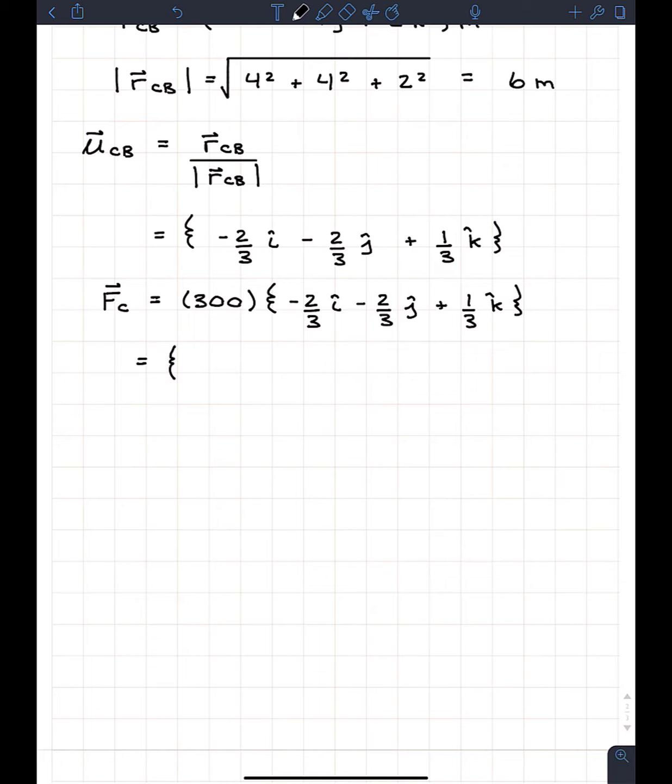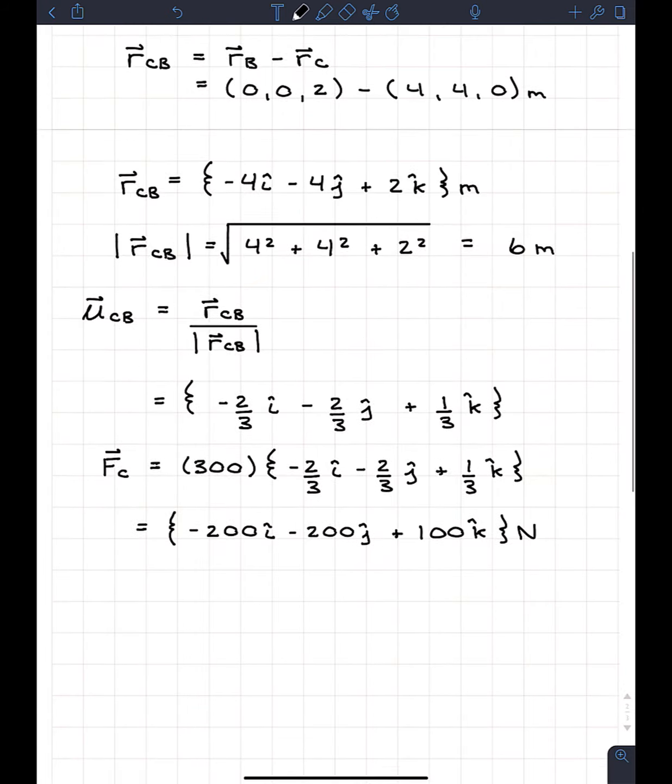The first component is 300 times -2/3, which is -200, so we have -200 in the i direction. The same thing for the j, so we have -200 in the j direction. And we have plus 100 in the k direction. These will have units of newtons because it's a force vector.